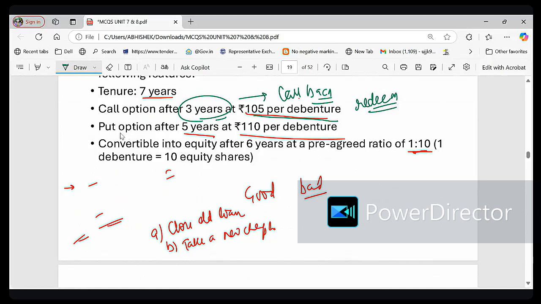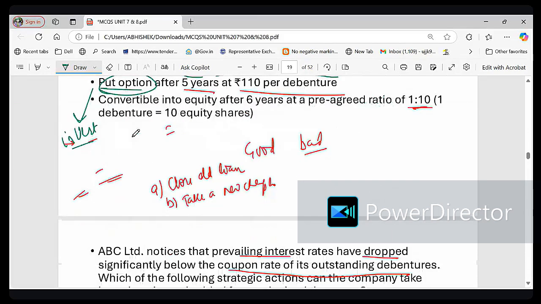And if you talk about the put option, this means the investor can force the company to redeem at 110 per debenture. Remember, the put option is available to the investor, and the call option is available to the company. The third option is convertible into equity, which means the holder can convert the debenture into shares later at a pre-decided ratio. But interest rates have dropped. So what should the company do?